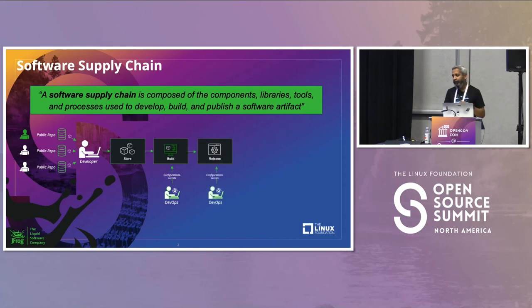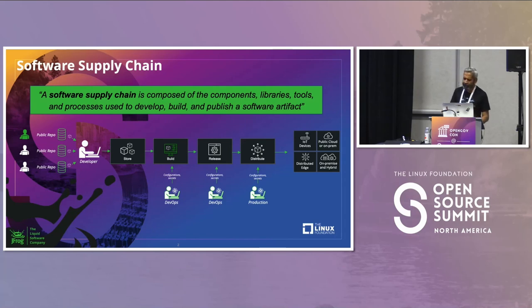And then once they build, they do a promotion, then they do a release that has to be distributed to a plethora of devices, right? It could be IoT or a public cloud or a distributed agent, and everything in between. So the point I'm trying to make is this: for the software development life cycle, all the way from the left to the right, one needs to have, it could be a DevOps or a security persona as well, complete auditability, and visibility into what they're bringing in.